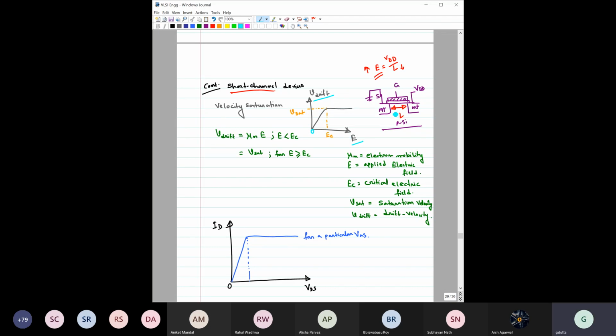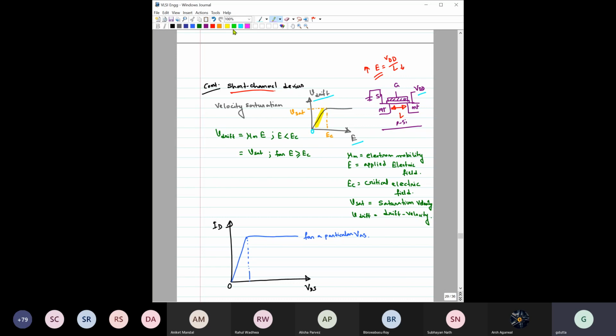Suppose you are operating in this region, and when you increase VD, the electric field increases, the velocity increases, the carrier is moving fast, right? But when you have crossed this EC, that phenomenon is not observed, right? The velocity becomes saturated.